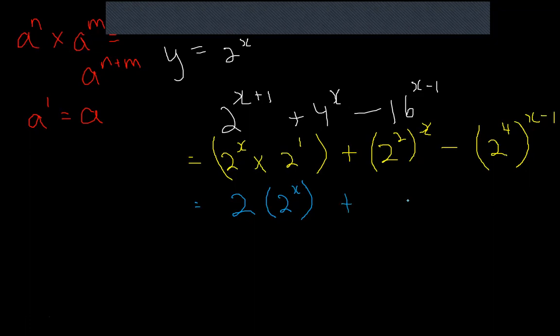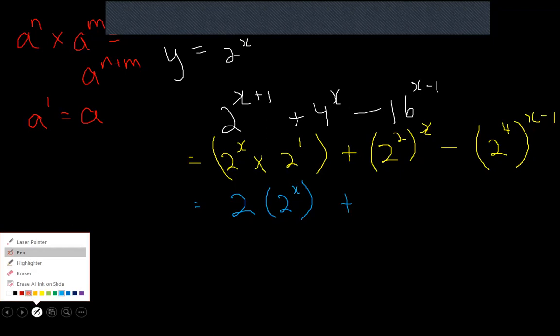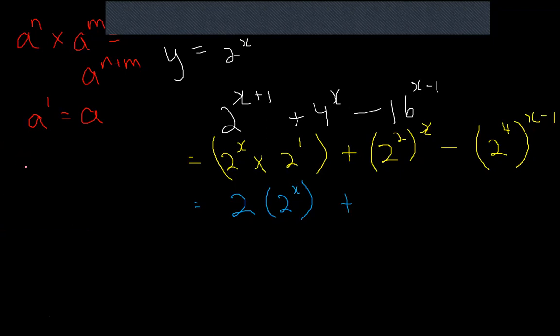Looking at this second term now, 2 squared to the power of x. I know this rule right here: a to the power of n, this whole thing raised to the power of m. What I was showing you at the beginning of the class, I told you that these numbers, if I switch them, it wouldn't affect anything, right?